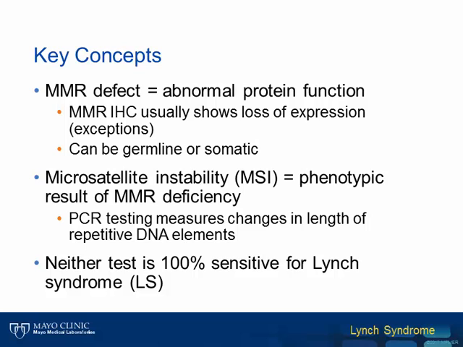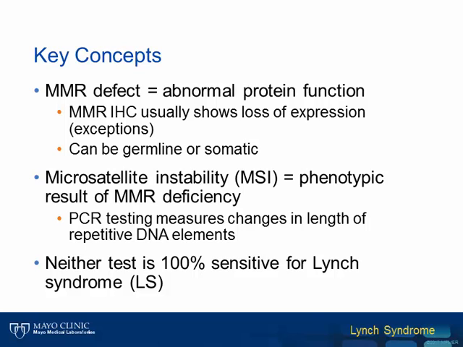There are exceptions. For example, some patients with Lynch syndrome have missense changes in an MMR gene that alters protein function but allows for normal protein expression. It is important to realize that all MMR defects can potentially be either germline or heritable, or can be somatic, which means occurring only sporadically in the tumor.